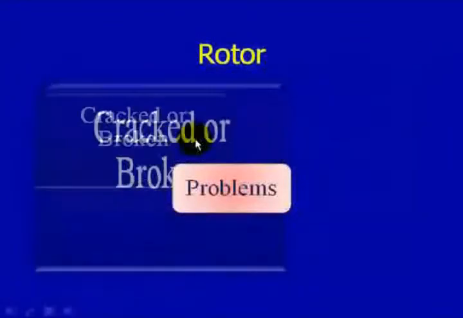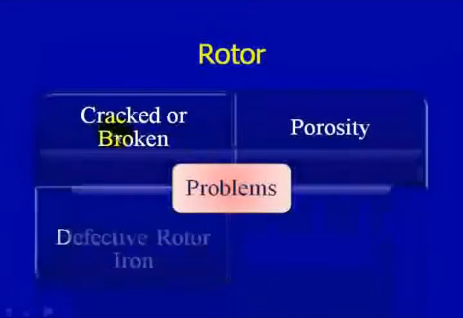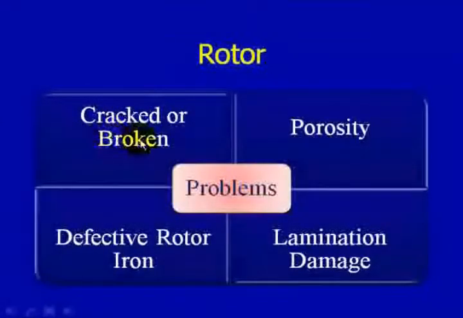Now, some of the problems that can occur inside of the rotor. Well, we just discussed this, cracked or broken rotor bars. Porosity in the cast aluminum design. Defective rotor iron, or lamination damage. And these broken bars or porosity or the problems that can occur create heat or high temperatures and a subsequent loss of torque. So it's important that we monitor the rotor, make sure it's healthy, and that it's operating in a good, stable condition.